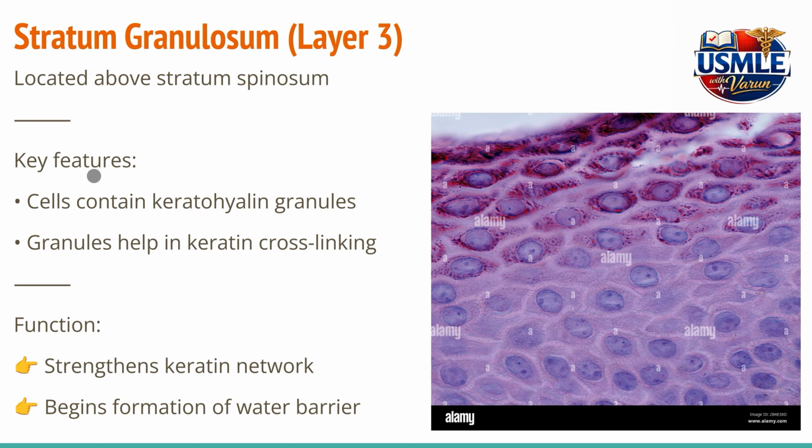As the cells continue moving upwards, they enter the granular layer. Here they begin organizing their structural proteins into a dense network, and this is where the skin barrier really starts forming. The stratum granulosum cells contain keratohyalin granules, and these granules help in keratin cross-linking. As a result, this strengthens the keratin network and begins formation of the real protective barrier.